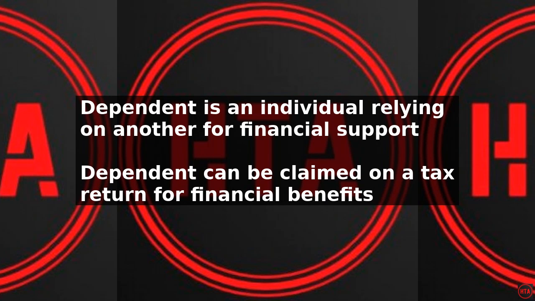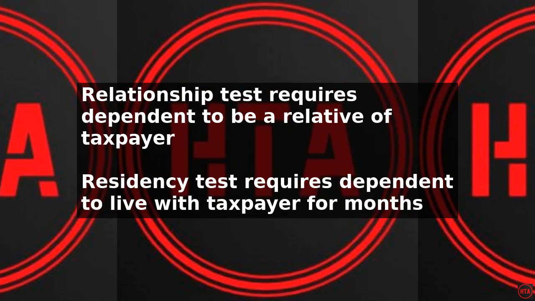The relationship test requires the dependent to be a relative of the taxpayer, such as a child, parent, or sibling. The residency test requires the dependent to live with the taxpayer for at least 6 months of the year, although there are some exceptions for dependents who are away from home due to education or other reasons.